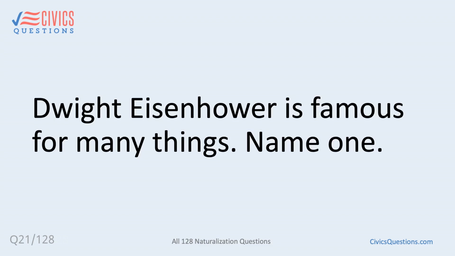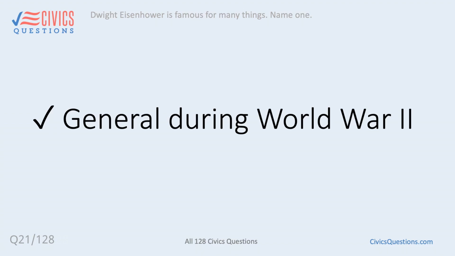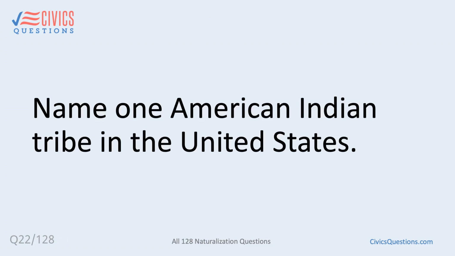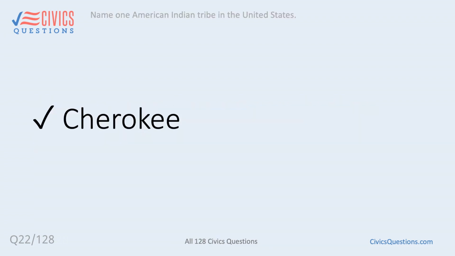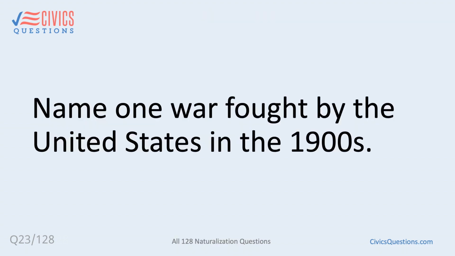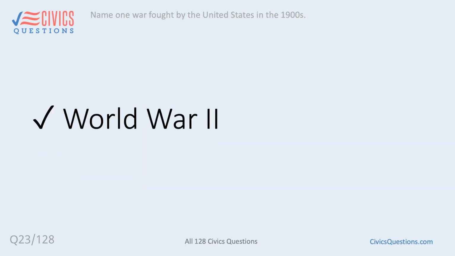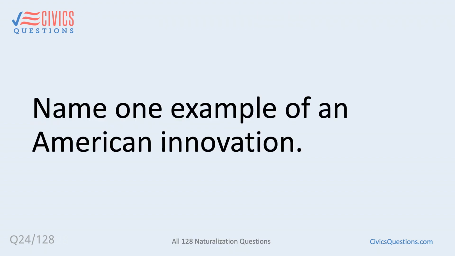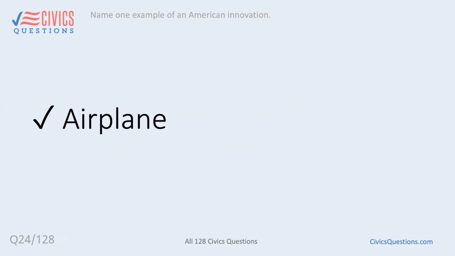Dwight Eisenhower is famous for many things. Name one. General during World War II. Name one American Indian tribe in the United States. Cherokee. Name one war fought by the United States in the 1900s. World War II. Name one example of an American innovation. Airplane.